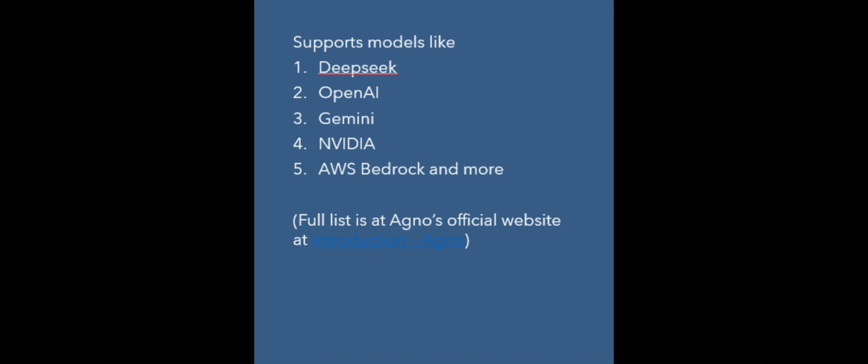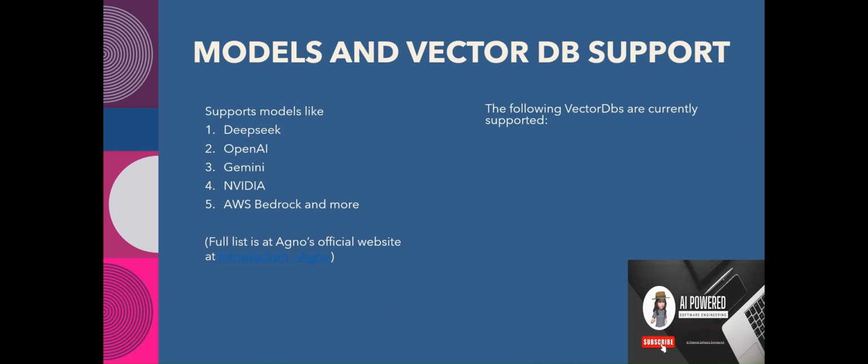Here are some of the vector DBs that Agno supports. The list includes DBs such as pgvector, LanceDB, Pinecone, Qdrant, MongoDB, Cassandra, ChromaDB, ClickHouse, Milvus, SingleStore, and many more.